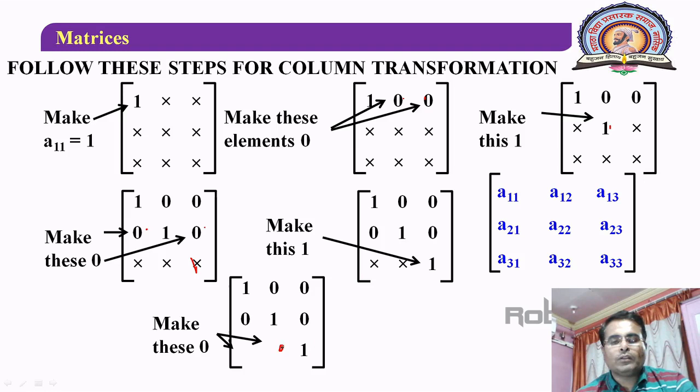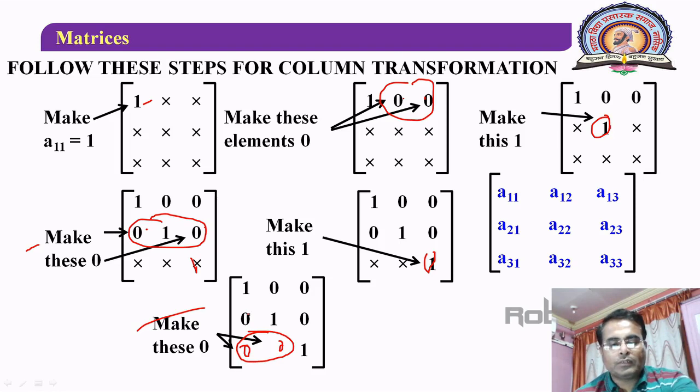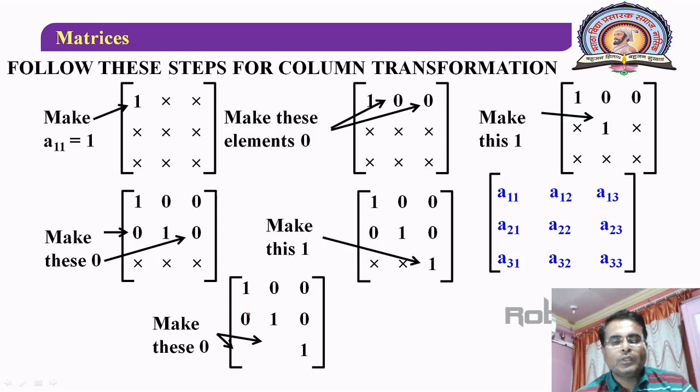near to 1 to 0. So initially you have reduced this element to 1, then these elements to 0, then make this element 1, then the elements in the second row are made 0, the middle one is already made 1, then A33 made 1, and at last these A31 and A32 made 0. And this way you can consider the determination of inverse by using column transformation. These are the steps which are used here.